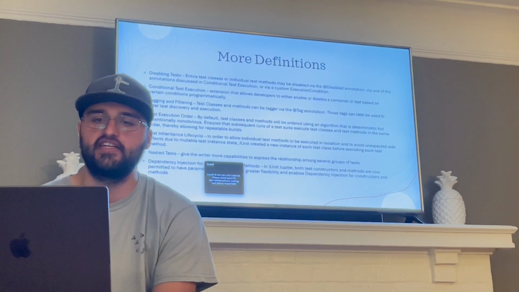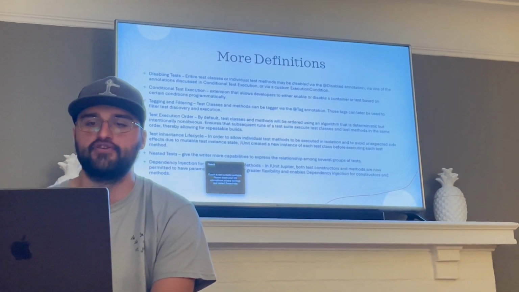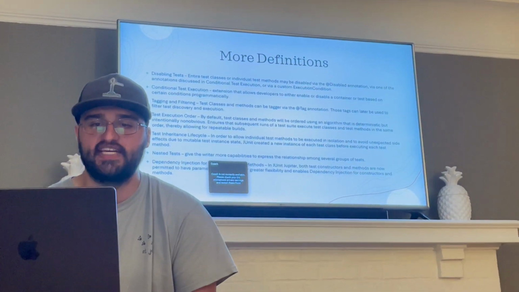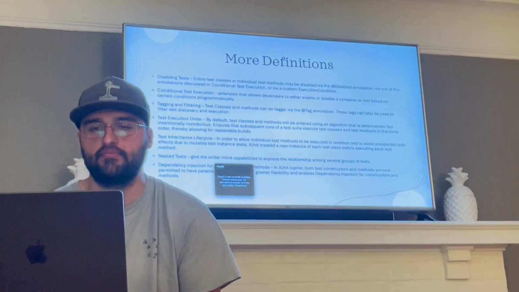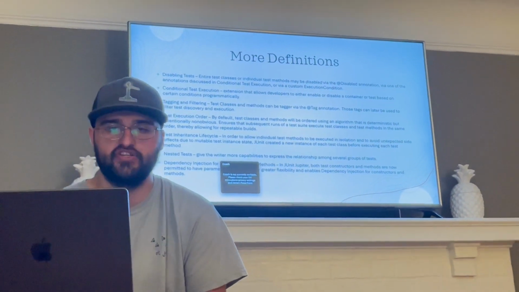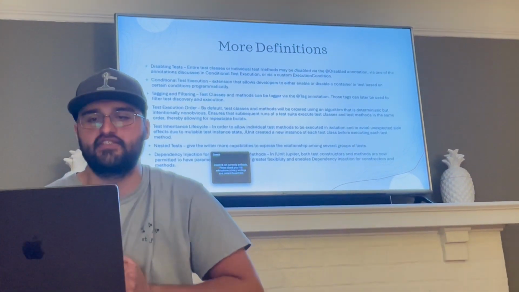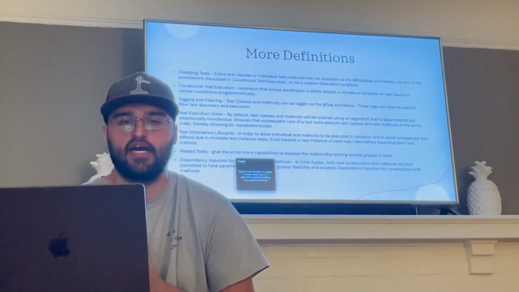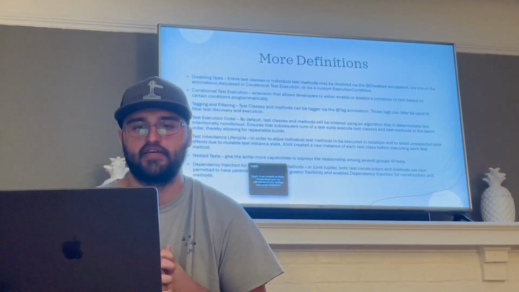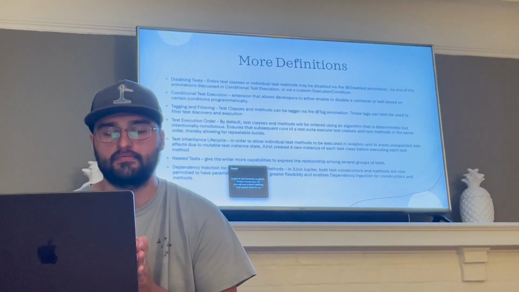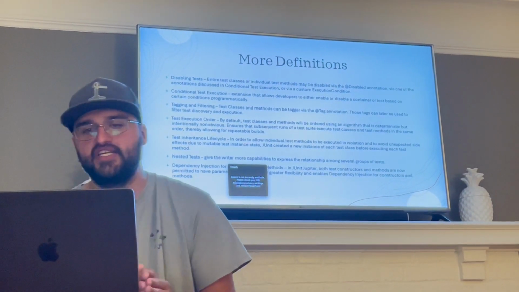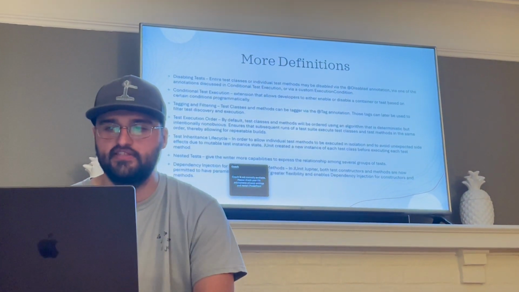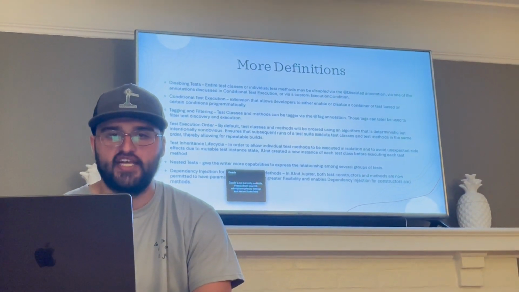More definitions. Disabling tests. Entire test classes or individual test methods may be disabled via the @Disabled annotation, via one of the annotations discussed in the conditional test execution, or via a custom execution condition. Conditional test execution is an extension that allows developers to either enable or disable a container or test based on certain conditions programmatically. Tagging and filtering. Test classes and methods can be tagged via the @Tag annotation. Those tags can later be used to filter test discovery and execution.